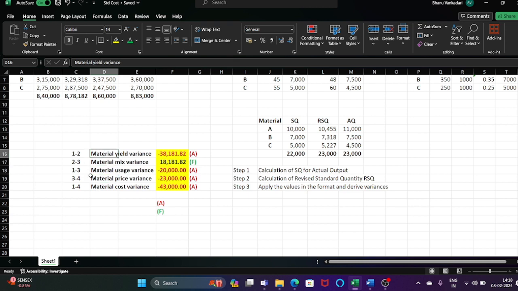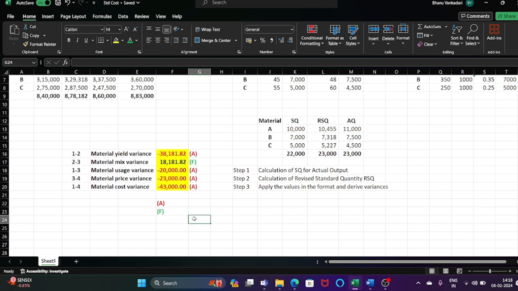So here, if you see, metal cost variance 43,000 adverse. Metal price variance 23,000 adverse. Metal usage variance 20,000 adverse. Metal mix variance 18,000 adverse. Metal yield variance 38,181 adverse. This is favorable. These are all adverse.